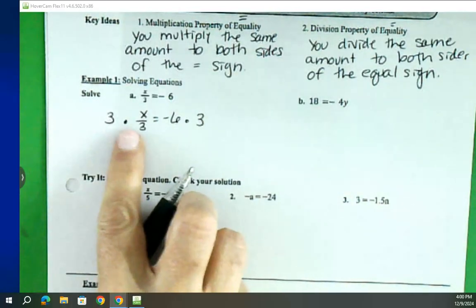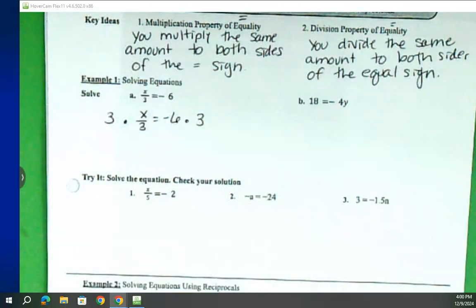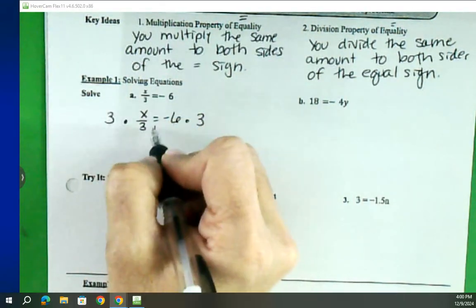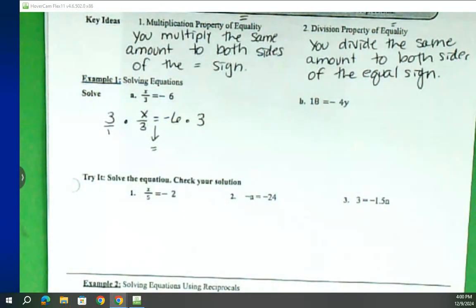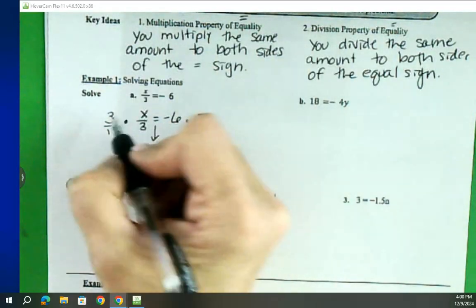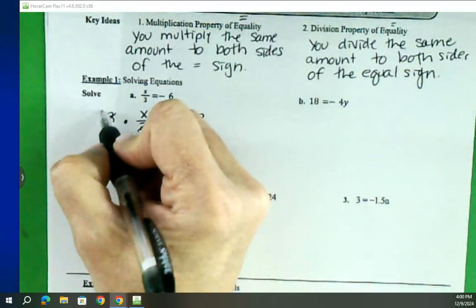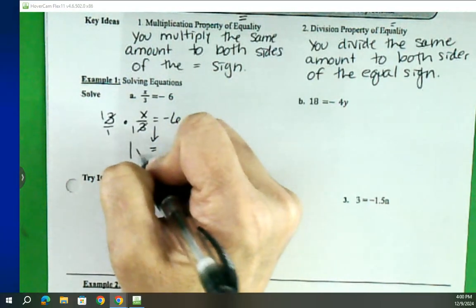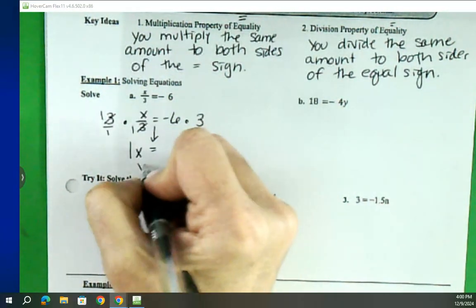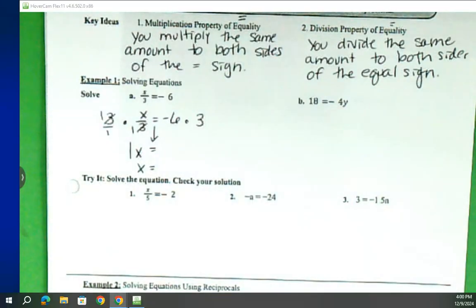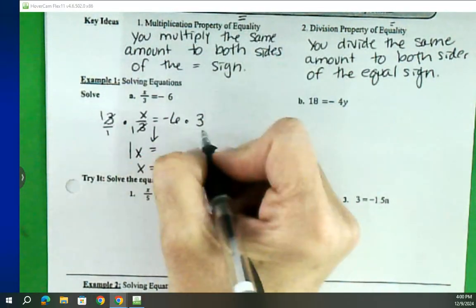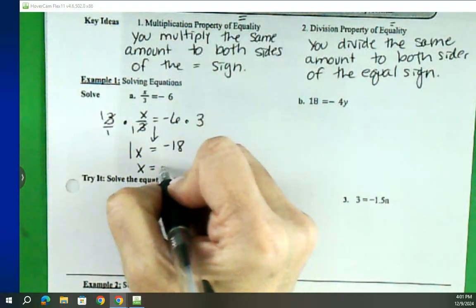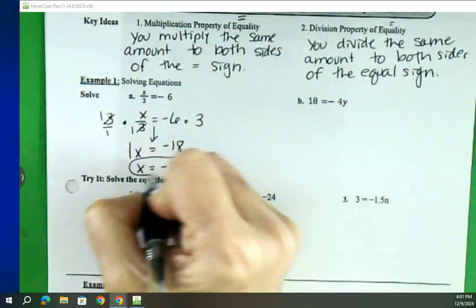So when we multiply, we write across on the outsides of each side, and that's because on this side of the equal sign, I can just make that 3 over 1, and then using our cross products, we can see that 3 and 3 can both be divided by 3 for 1, and we have 1 times x. And that's what we want. We want 1 times x because that's going to give us x equals. So 1 times x equals negative 18. Negative 6 times 3 is negative 18. So we have x equals negative 18.